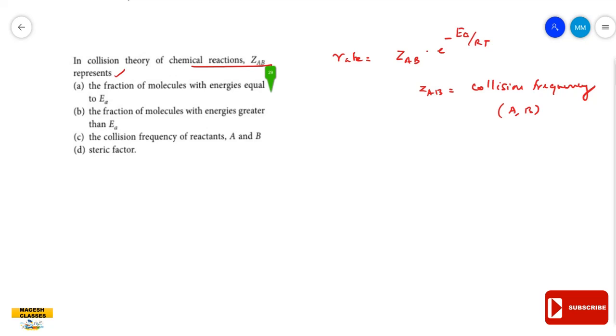For a bimolecular collision reaction, the rate is given as ZAB into exponential minus EA by RT, according to bimolecular collision theory. Here EA is the activation energy of the reaction, R is the gas constant, T is temperature, and ZAB is the collision frequency of the reactants, that is A and B. The number of collisions taking place during 1 second is called collision frequency. So in collision theory, ZAB represents the collision frequency of the reactants A and B. So the answer is C. It's a direct question.